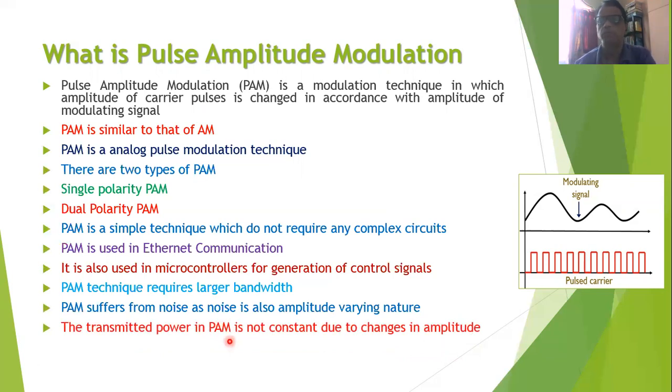Another disadvantage of PAM is that the transmitter power in PAM is not constant due to the changes in the amplitude. Since the amplitude is continuously changing, the power required to transmit such pulses is not constant and will go on varying.